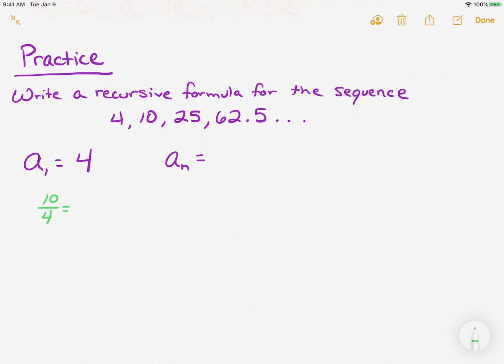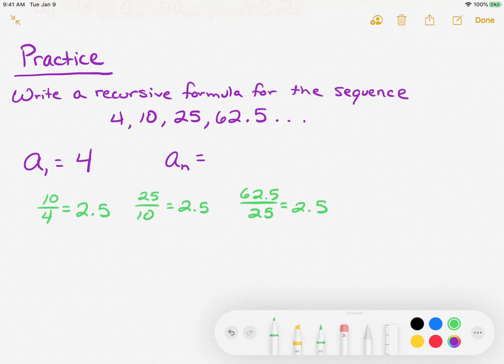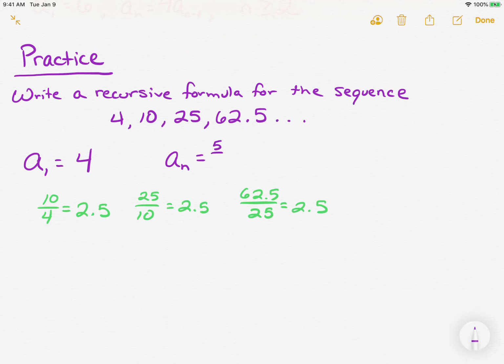2.5. We can verify that it's the same all the way across. Do the third term divided by the second, the fourth term divided by the third. You should get 2.5 every single time. So we're multiplying by 2.5. So a sub n equals 2.5 times a sub n minus 1. Or if you used fractions, you could have used 5/2. That's fine. I don't care if you use fraction or decimal.